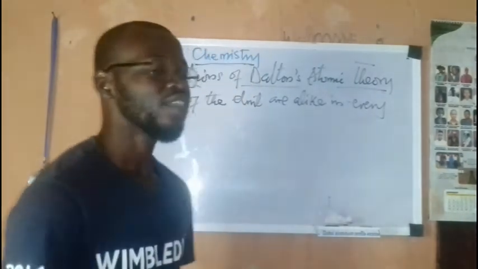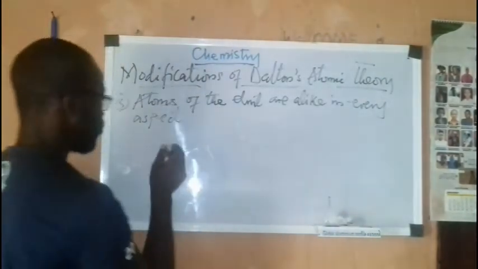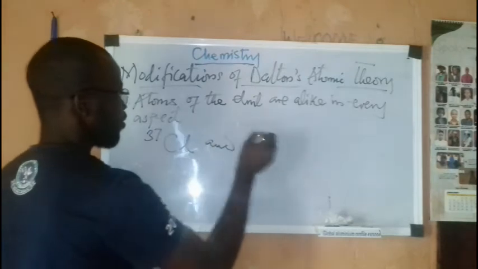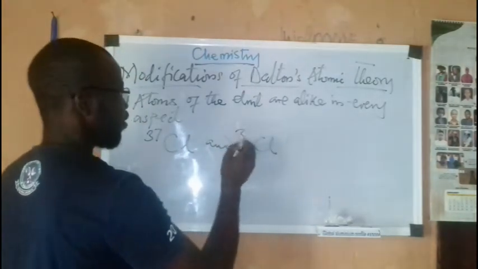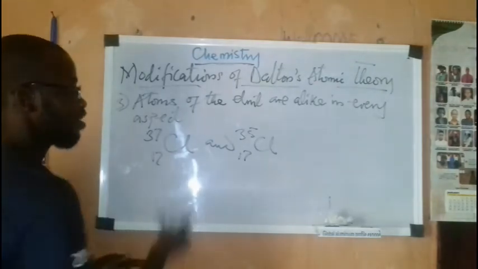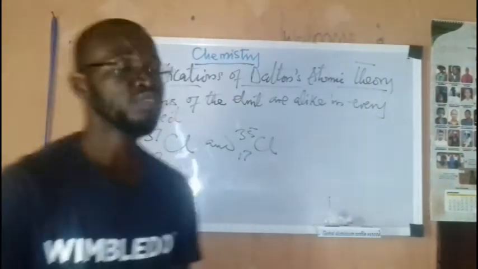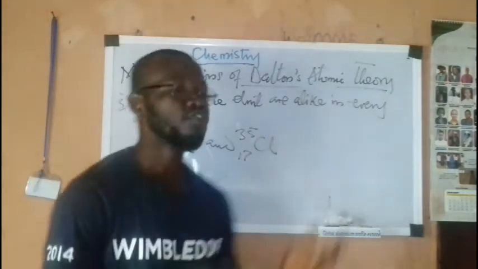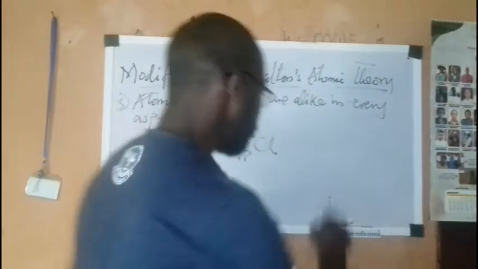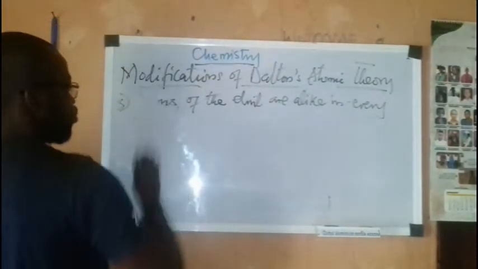So in this case, when we look at chlorine, we have 2 isotopes of chlorine, chlorine-37 and chlorine-35. You see, the same thing is applicable. Oxygen too, I think oxygen has 3 isotopes, and other elements as well. So the discovery of isotopes renders this theory not totally acceptable. So now let's take a look at his fourth.